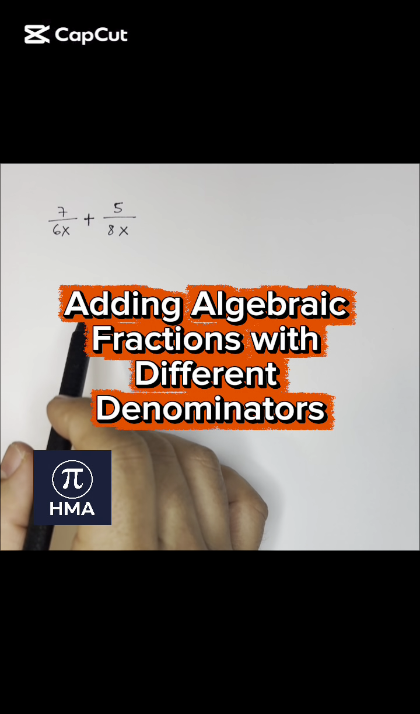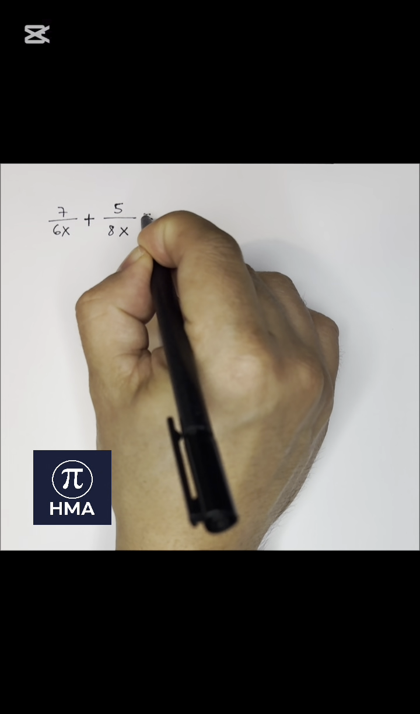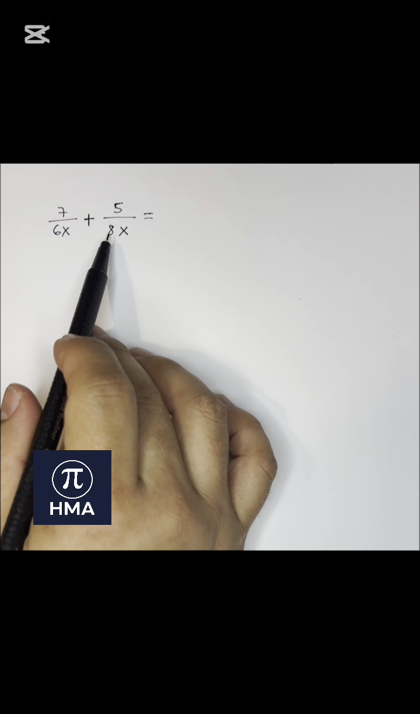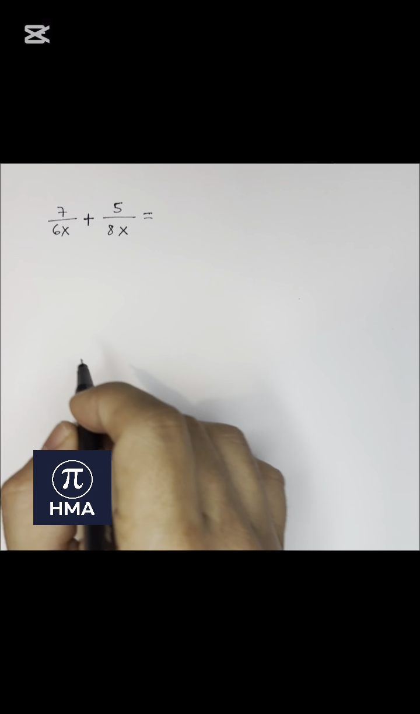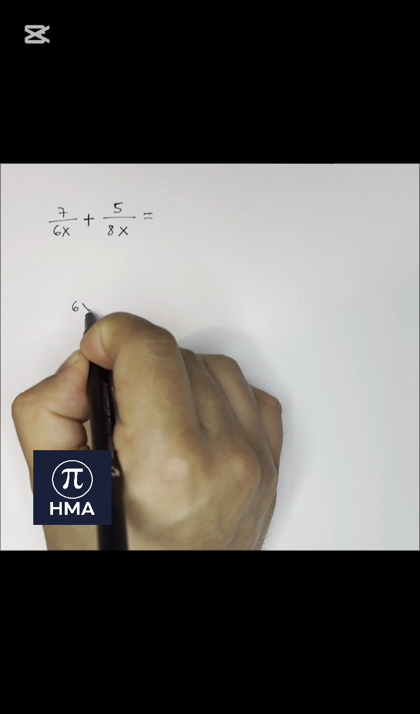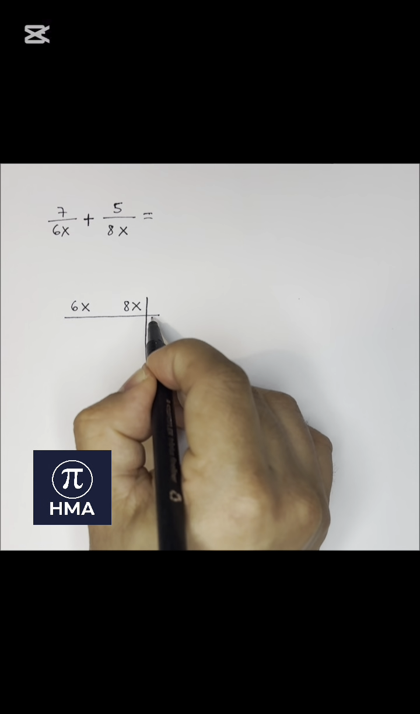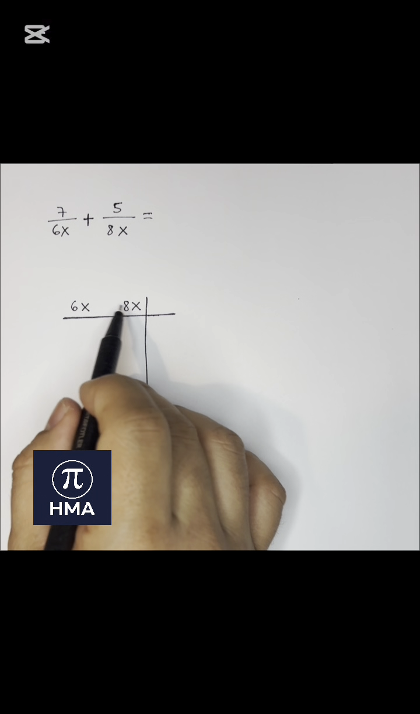We need to perform the sum of these two algebraic fractions. In this case, the denominator is not the same in the two expressions. Therefore, we need to find the least common multiple. For doing so, we write the denominators in this way, 6x and 8x. We find an expression that can be divided exactly by any of these two expressions here.